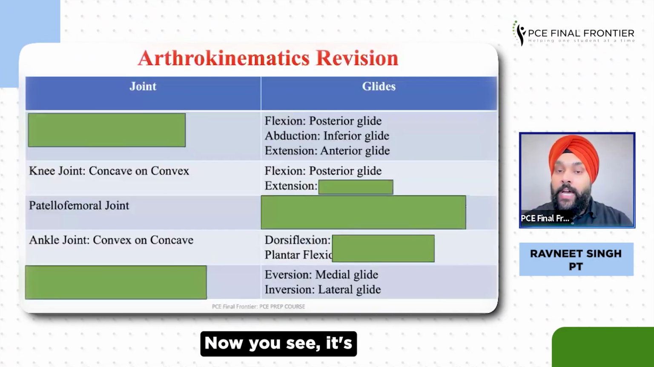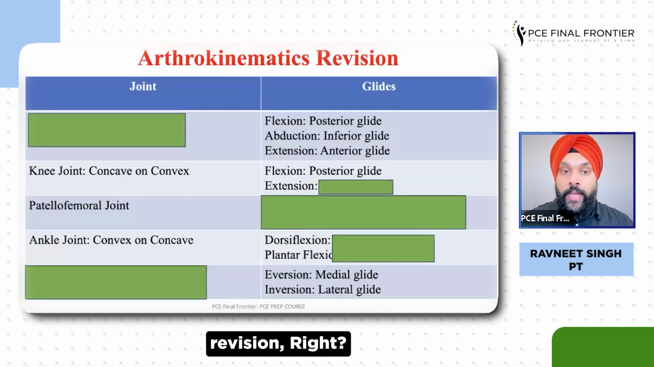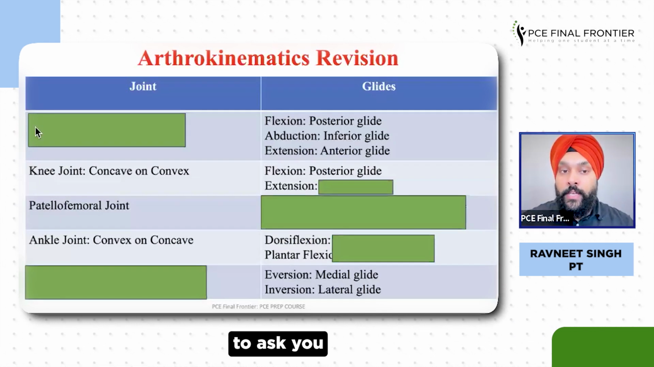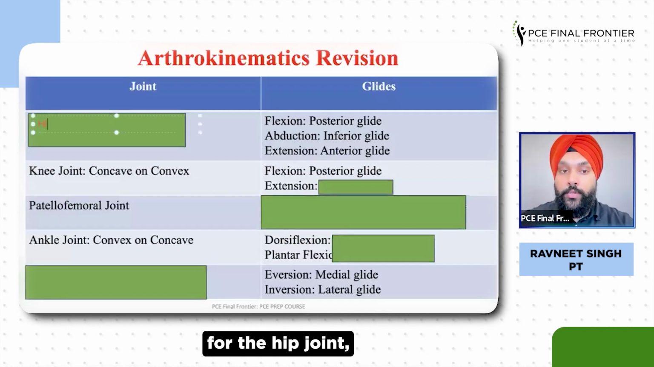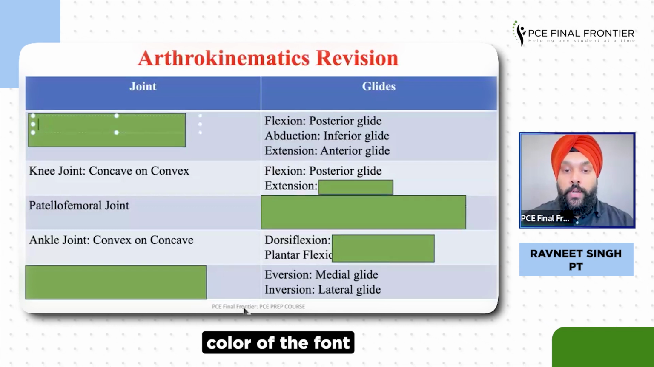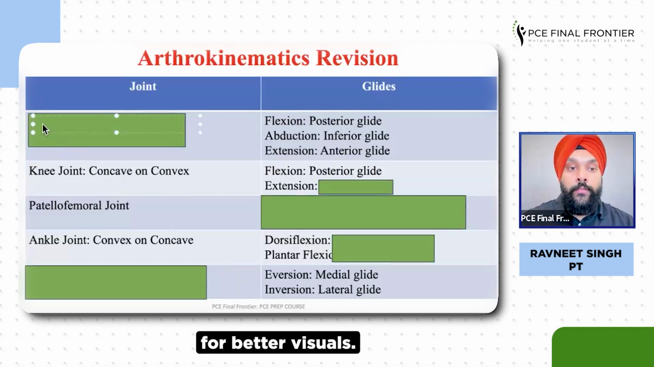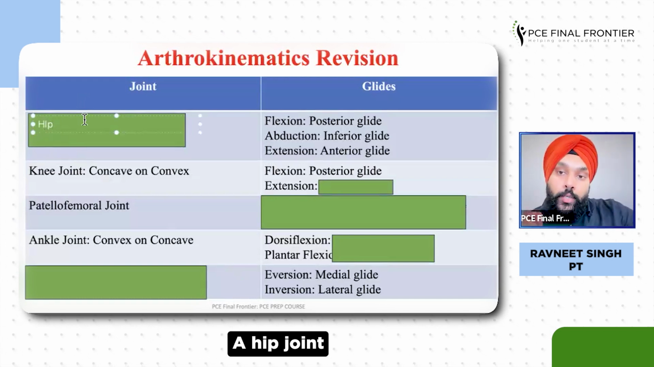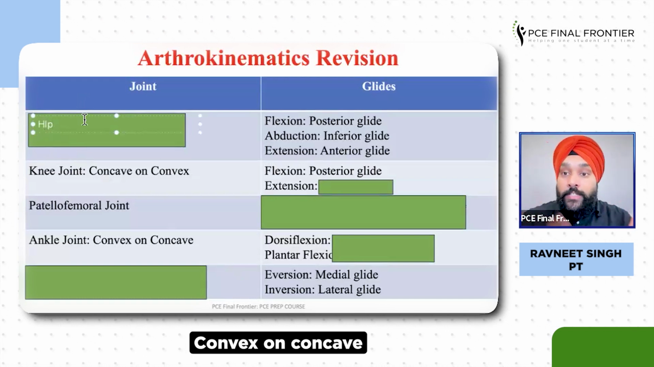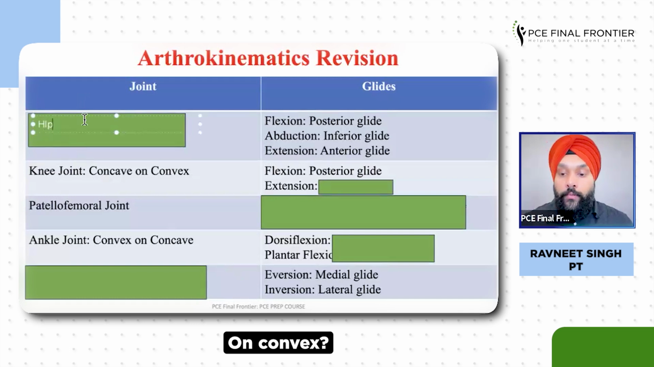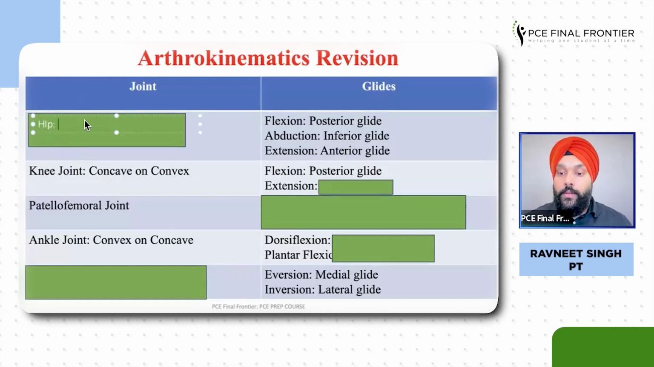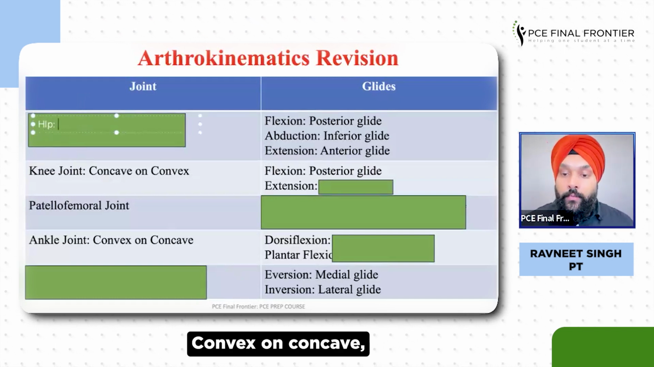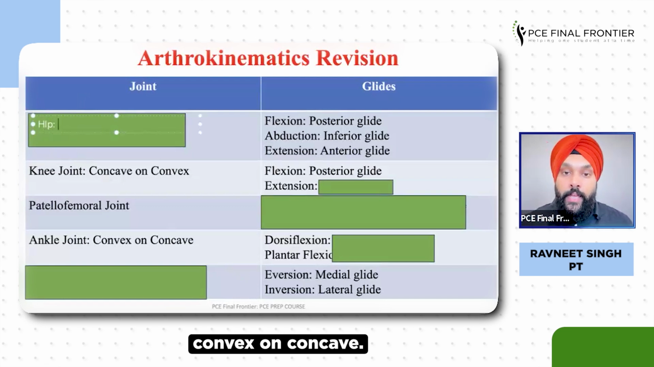Perfect. Now you see it's arthrokinematics revision, right? So if I have to ask you for the hip joint, let me change the color of the font to white for better visuals. If it's a hip joint, what do you think the hip joint arthrokinematics is? Is it convex on concave or concave on convex? It's convex on concave.